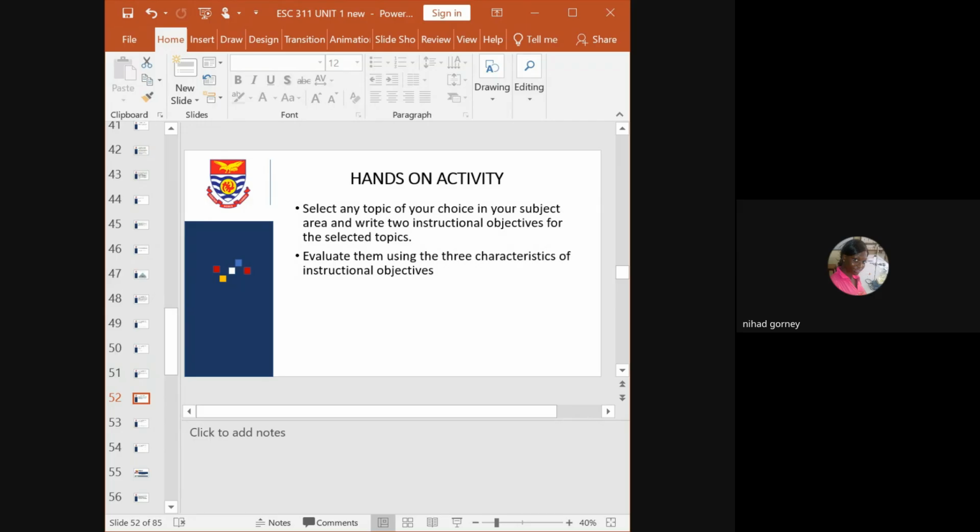There's a hands-on activity that we want us to do. Select any topic of your choice and then write two instructional objectives for the selected topic. So I would want you to write instructional objectives. Let me give you just 2 minutes. Any topic that comes to mind, just write one objective that you think you can write. And let's see whether you have the characteristics in them. I'll take just two, one lady, one guy to give me theirs, and then we'll move on.